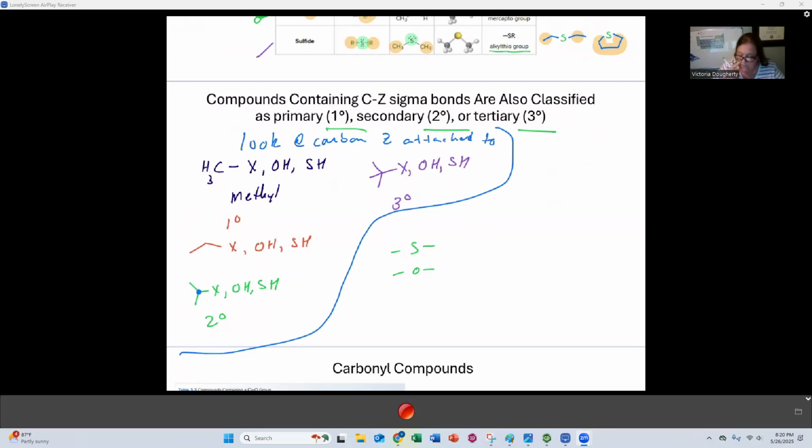For amines, it's a little different. We look and see how many R groups are attached to the amino group.